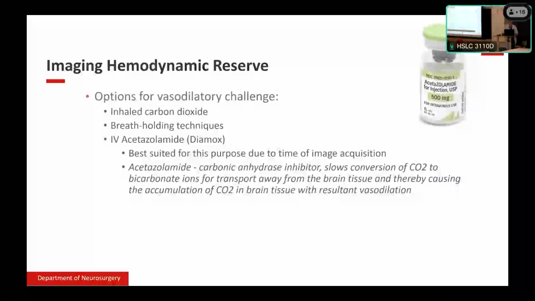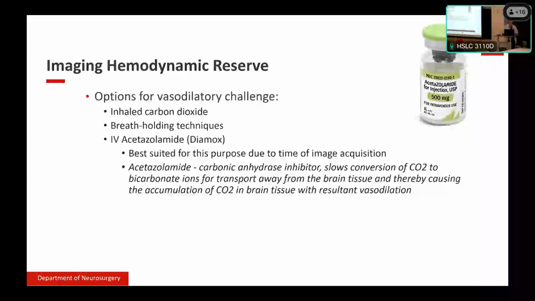For this vasodilatory challenge, we use Diamox, but there are other options. Diamox tends to be the best suited for it because it's very well controlled and you can figure out the timing very easily. Plus, with image acquisition, doing any kind of breath holding and inhaled carbon dioxide is difficult in the MRI setting.